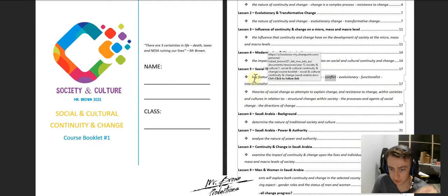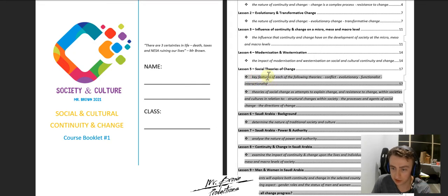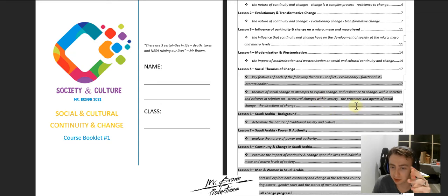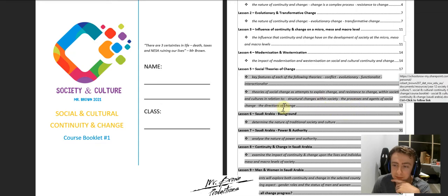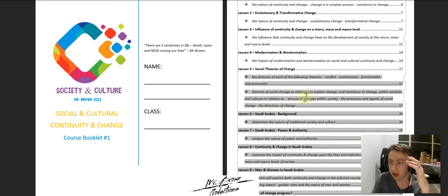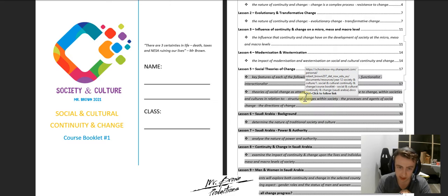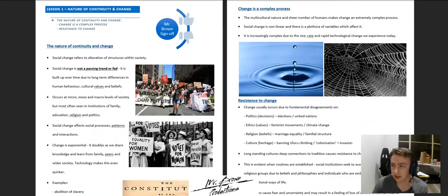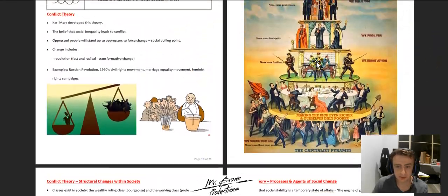There's two key dot points we're going to look at here today. So we're going to look at key features of each of these theories, and then we're also going to break down the theories as attempts to explain change to society, resistance to change, and looking at structural changes and the processes and agents of that social change and the direction that that change goes in. So there's a lot to unpack here, but that's why I'll put it into different videos. So here is conflict theory, page 17. Make sure you sign and date that, and off we go.